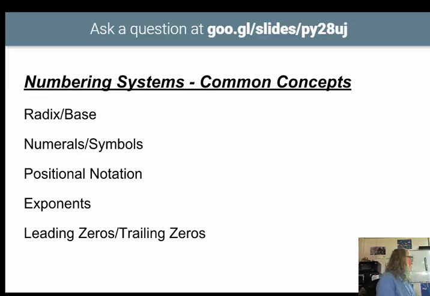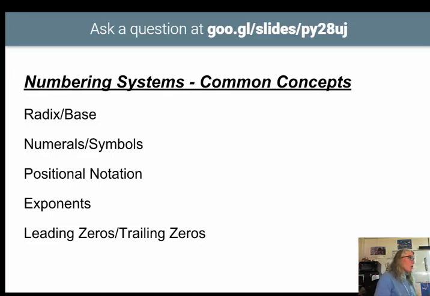All numbering systems use something called exponents. We know what those are. 10 to the third, right? Means 10 times 10 times 10. All numbering systems use those. So it's the number of times that we multiply that base number by itself.